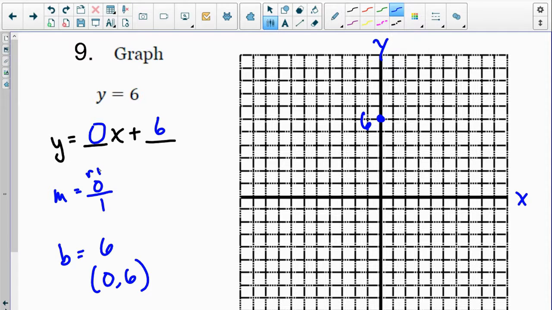Now, on this one, my rise is 0. So if I go a rise of 0, that means I don't go up or down at all. I can't go up, I can't go down. But I can run positive 1. So if I rise 0 and run 1, it's just going to go to the right. So basically, it's building this flat line, this horizontal line, right across it. It goes through the y-axis right at 6. So again, the equation y equals 6 is a horizontal line with 0 slope.